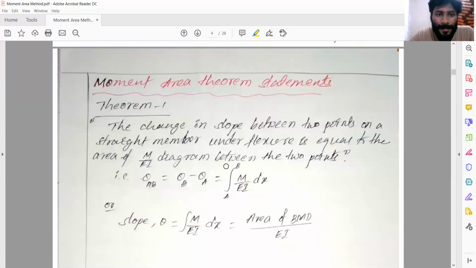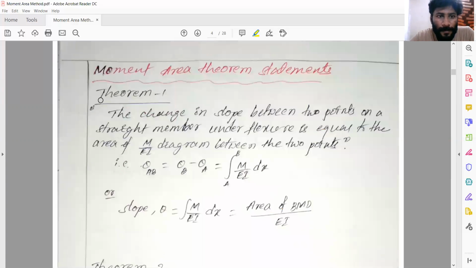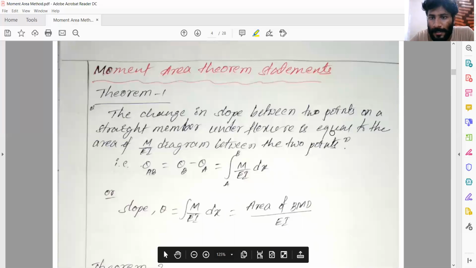We'll look into the statements of both theorem 1 and theorem 2. Theorem 1: the change in slope between 2 points on a straight member under flexure is equal to the area of the M by EI diagram between those 2 points.